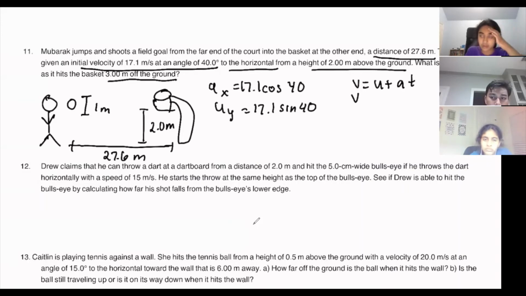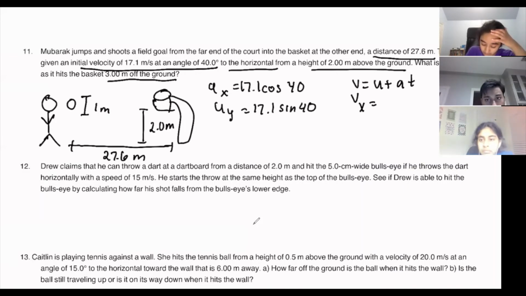So, okay, Vx. We want to find Vx, so we have to start off with Ux, which would be 17.1 cos 40 minus 10. And AX is always 0, remember? Oh, right, because we're doing horizontal. Yeah.